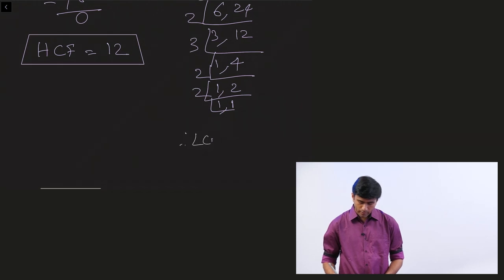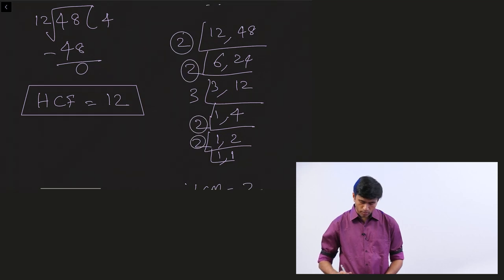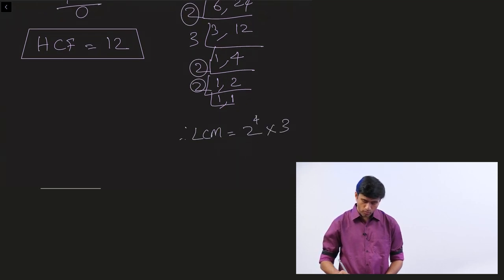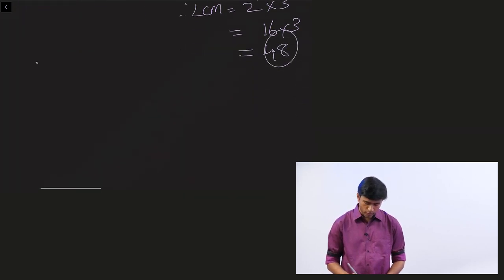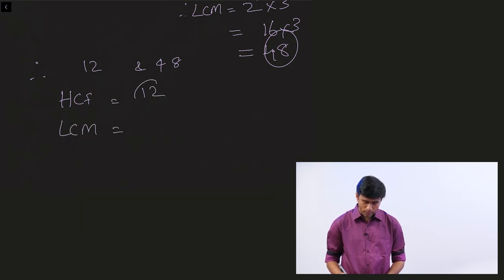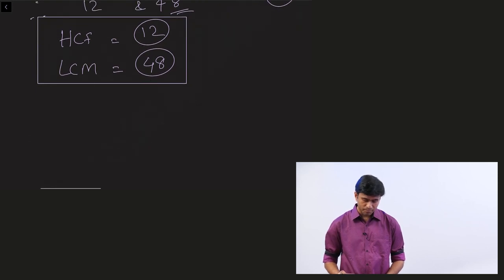Therefore LCM will be 2 to the power of 4 into 3, that is 16 into 3, that is your 48. Therefore the two numbers given are 12 and 48. We got the HCF as 12. If the HCF is one number, the LCM will be the other number, 48. This is another interesting property of HCF and LCM.